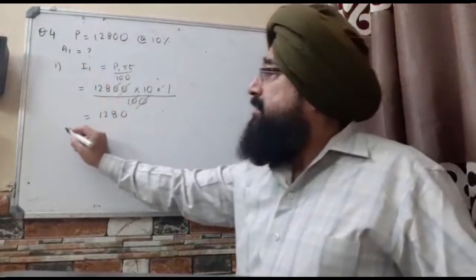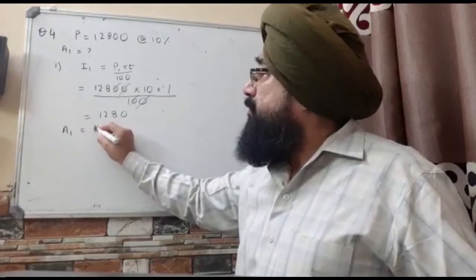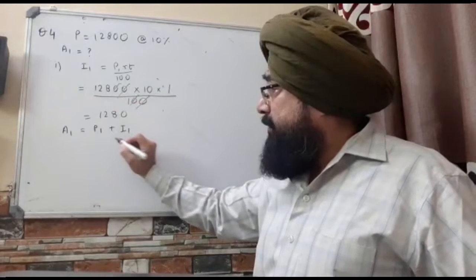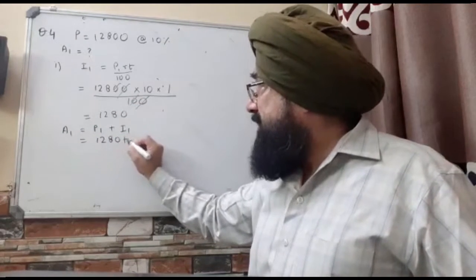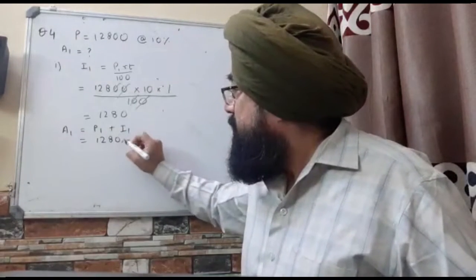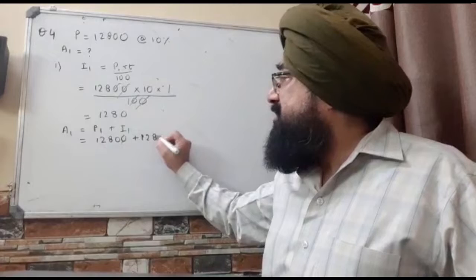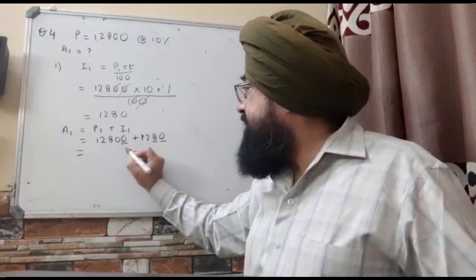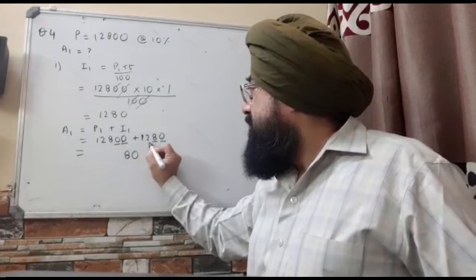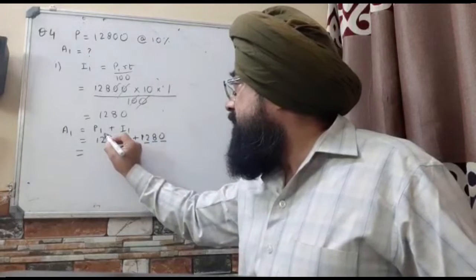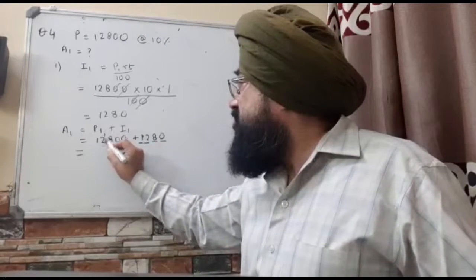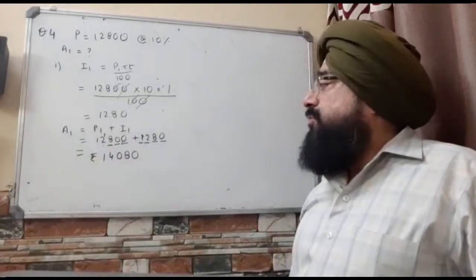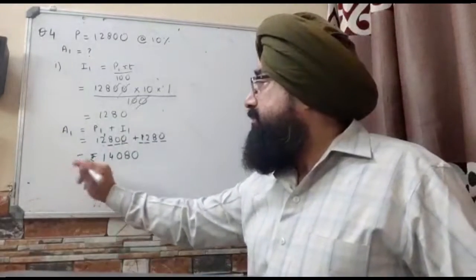This becomes the interest at the end of 1 year, but I am supposed to tell A1. So A1 will be equal to P1 plus I1. That is 12800 plus 1280. And your addition must be proper. So 0 added to 0 makes 0. 8 added to 0 makes 8. 2 plus 8 becomes 10, carry 1, and 1 plus 2 is 3, plus 1 is 4, and 1. This is how I add. So this becomes 14080 Indian rupees.